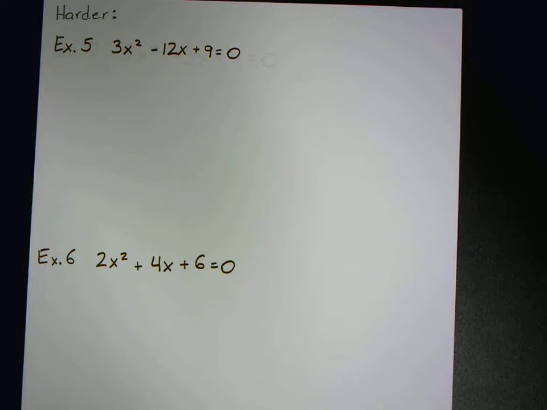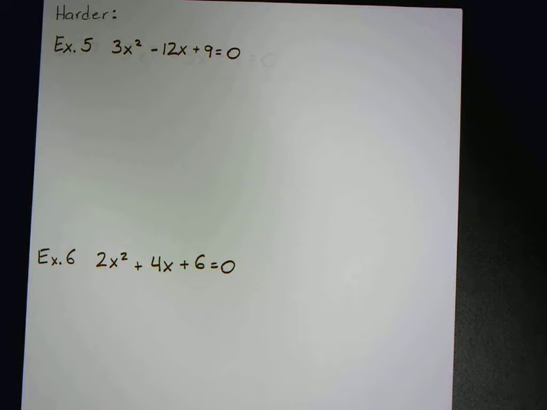Okay, so a little bit harder. Problem with these is we have a number in front of our x squared. I never showed you any like that, right? That's because we can't do completing the square if there's a number in front of the x squared. So what we have to do is we have to get rid of that number.